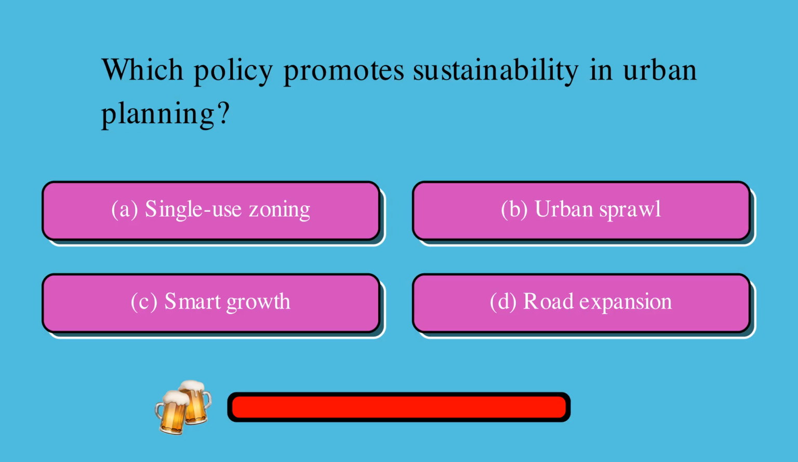Which policy promotes sustainability in urban planning? Is it A, single-use zoning, B, urban sprawl, C, smart growth, or D, road expansion? The correct answer is C, smart growth.